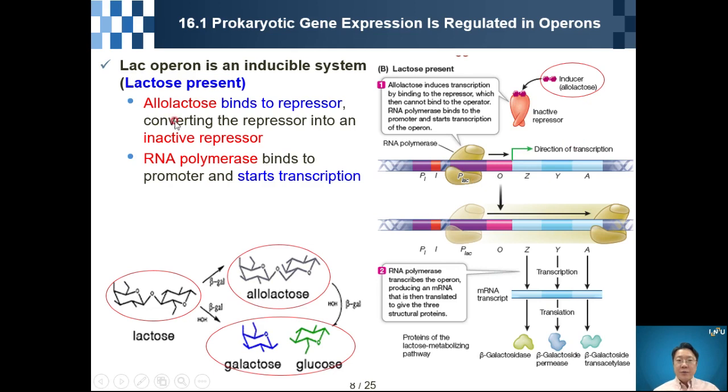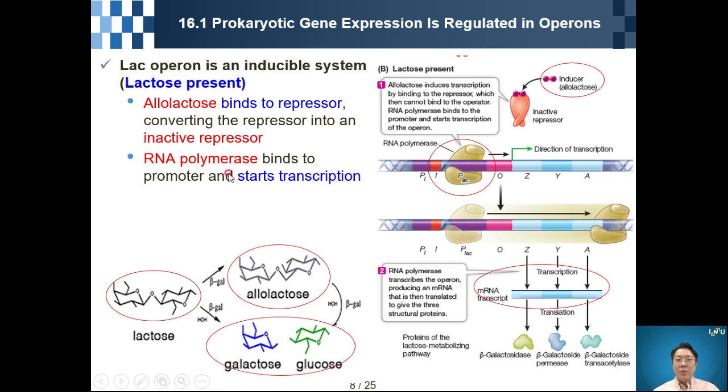In this case, allolactose binds to the repressor, converting it into an inactive repressor. The inactive repressor cannot bind to the operator region. That's why RNA polymerase can bind to the promoter region. After that, it can start transcription like this.